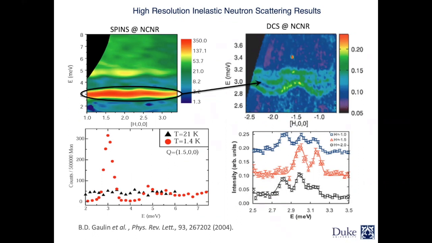Now, if you make a cut, for example here, at a particular Q at low temperatures, you can see the 3 meV singlet-triplet excitations and the multi-triplet excitations. When we start warming up, you're populating all the singlets into triplets, so there's nothing to be captured here. What was also interesting is that, even with no application of magnetic field, if you look at this with very high resolution neutron scattering, you can see that the degeneracy of the triplet state is lifted.